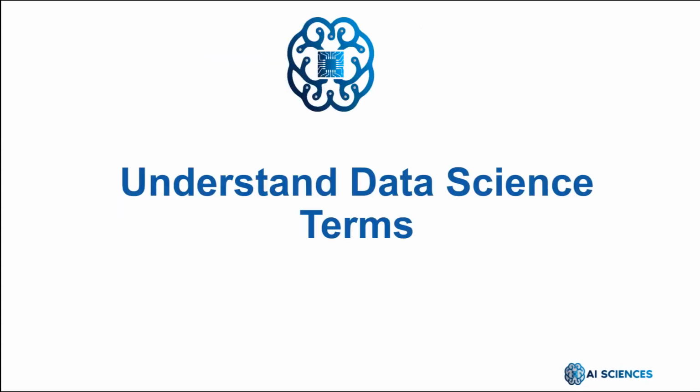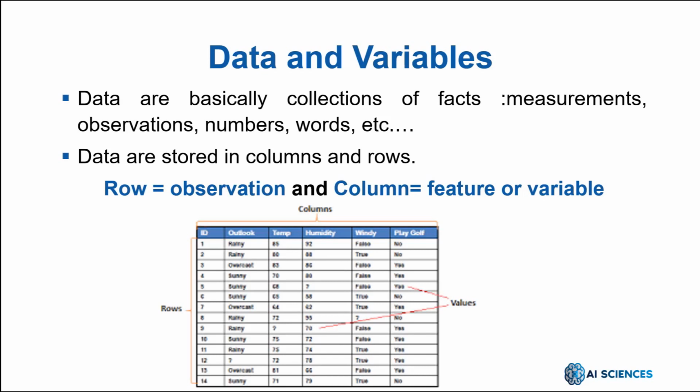Okay, in this lesson, we will explore in detail some important terms in data science. You ready? Let's go. In the following lesson, we will talk more about data and variables. So, what is data? Data are basically collections of facts, measurements, observations, numbers, words, etc., that have been transformed into a form that can be processed by computers. Data are stored in columns and rows. The convention is that each row represents one observation, case, or example, and each column represents one feature or variable. Got it?